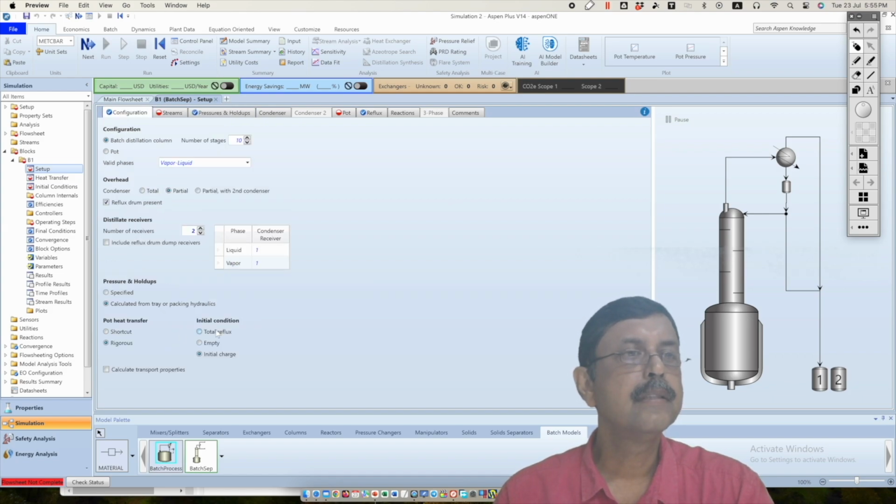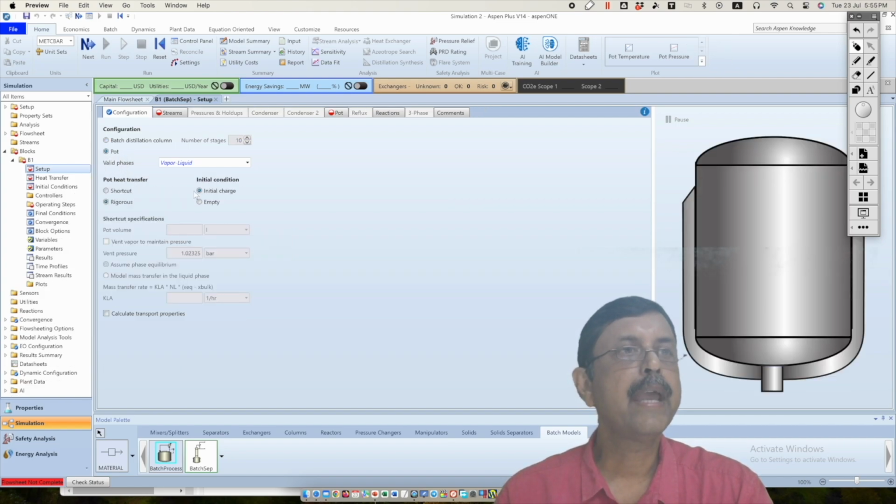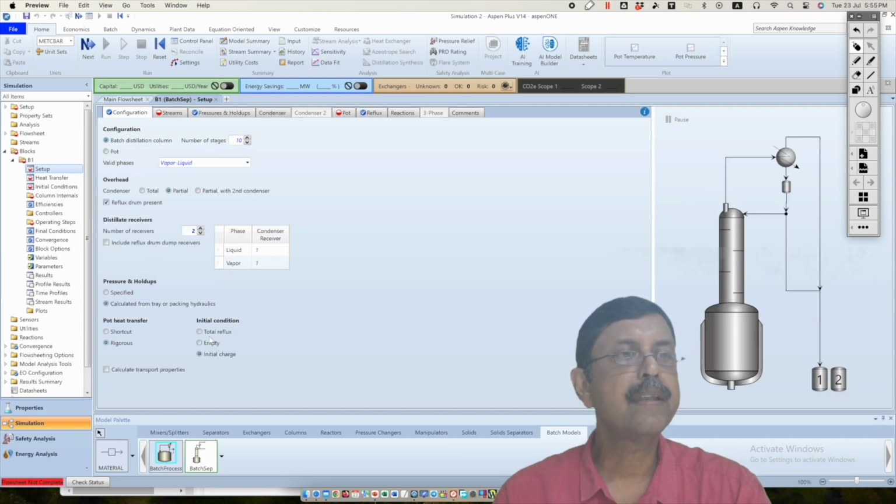And then the initial condition. When we were discussing about pot, then we had two conditions, initial charge and empty. These are the two initial conditions that we had. But when we have batch distillation, then we have an extra initial condition, that is total reflux. In addition to these two options, we can have total reflux as well.